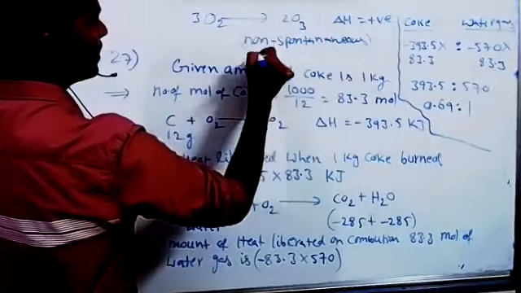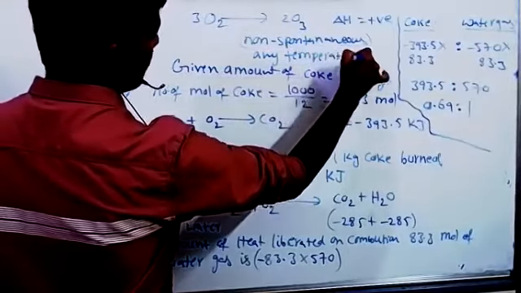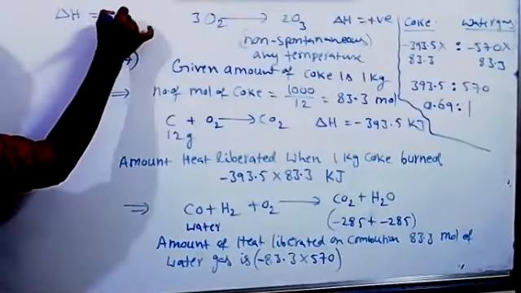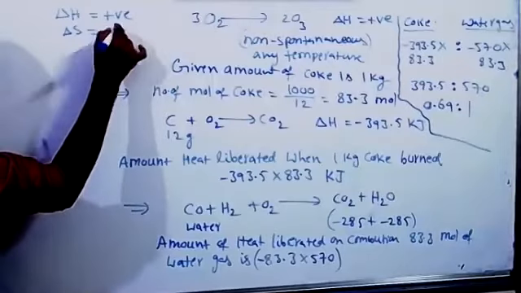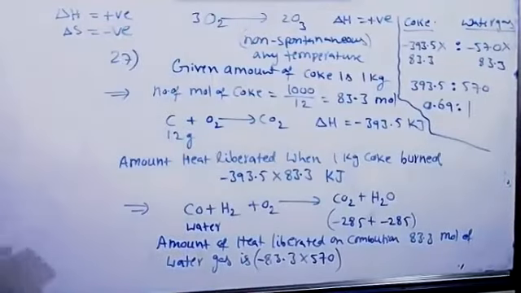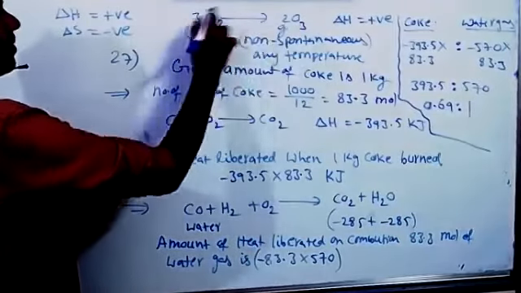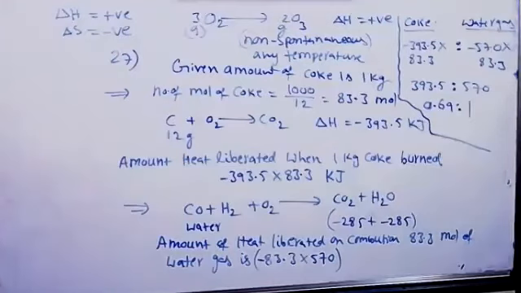At any temperature, because enthalpy is positive, delta H is positive, and entropy delta S is negative. That's the problem. See here, number of moles decreased, so entropy becomes negative. Both factors are not supporting.